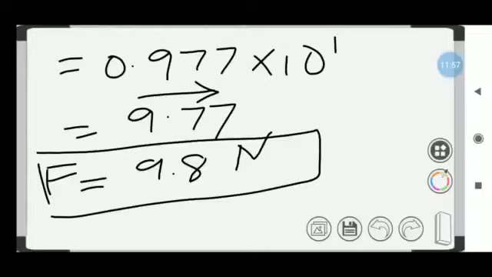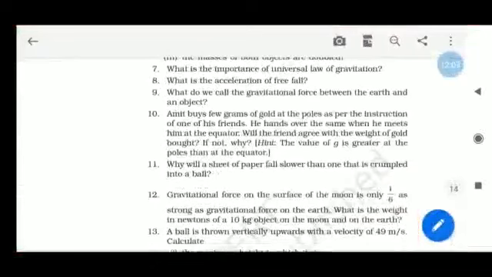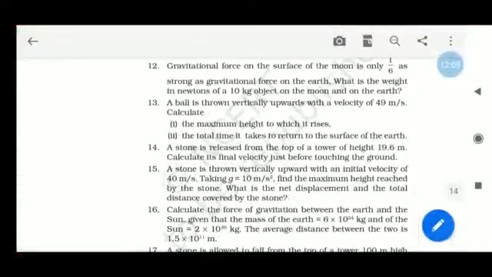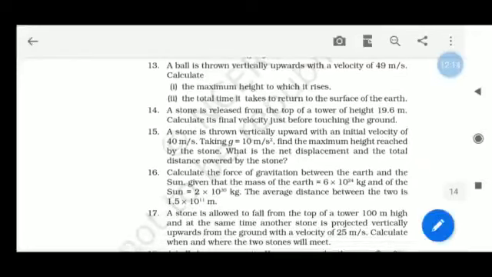Okay, next one, can we see the next problem? Any other problems they gave? Okay, question number 13: a ball is thrown vertically upwards with a velocity of 49 meter per second. Calculate the maximum height to which it rises and the total time taken to return to the surface of the earth.